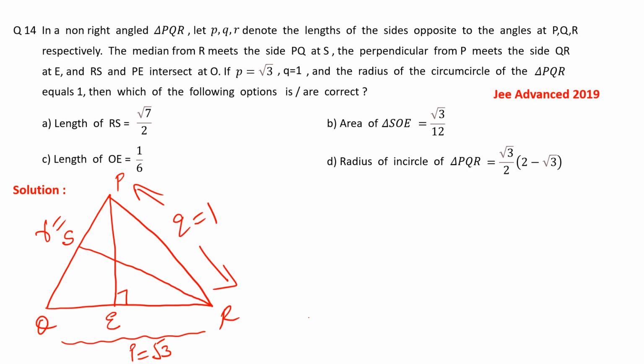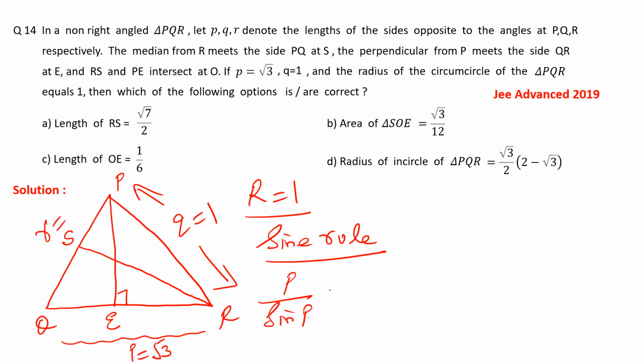Now we have also been given the value of the circumradius of the triangle PQR, which is equal to 1. I am calling it by the name capital R. Now first of all, in this question I will be using sine rule. As per sine rule, I can write small p upon sine P equal to small q upon sine Q equal to small r upon sine R equal to 2 capital R, which is just equal to 2.